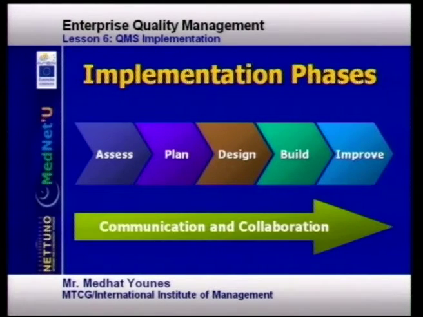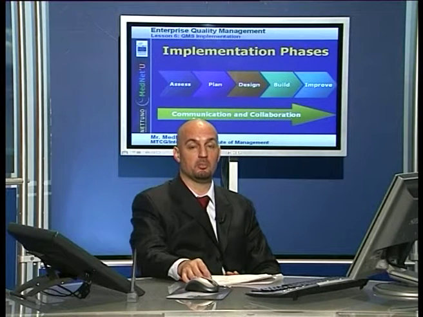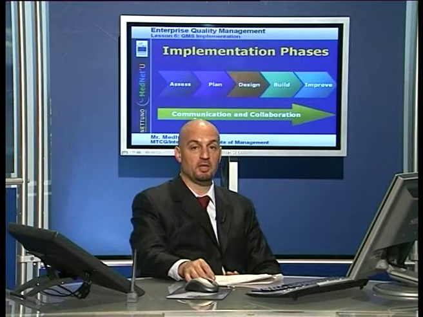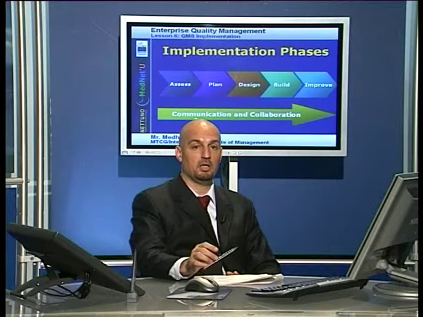The implementation of quality management project consists of 5 phases. The first phase is assessment, followed by plan, design, build, and improve. A very important parallel phase, or parallel activity, is proper communication and collaboration all the way between phases and between personnel involved in the project. Let's go into the details of each of the activities in each phase.